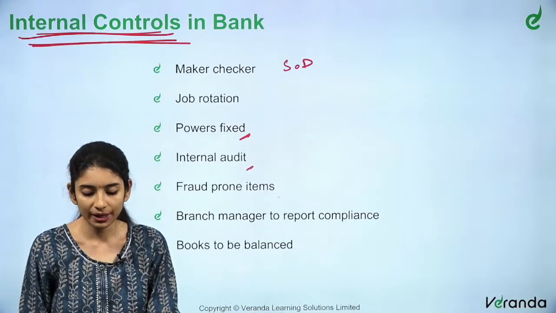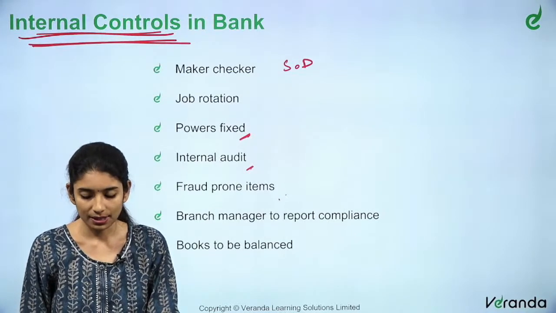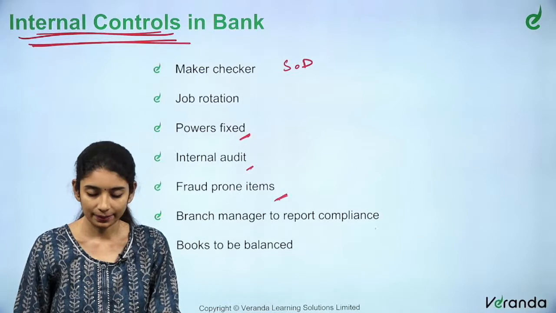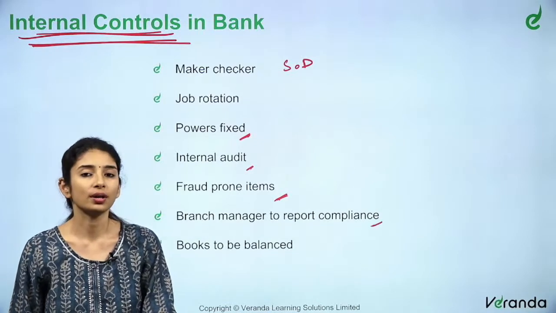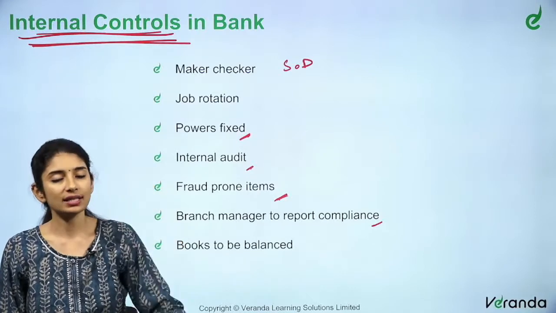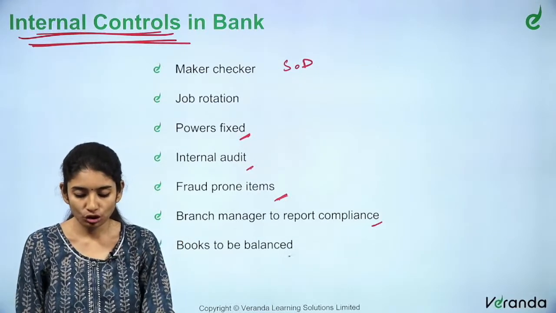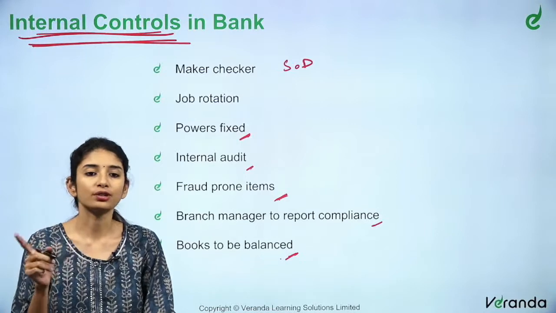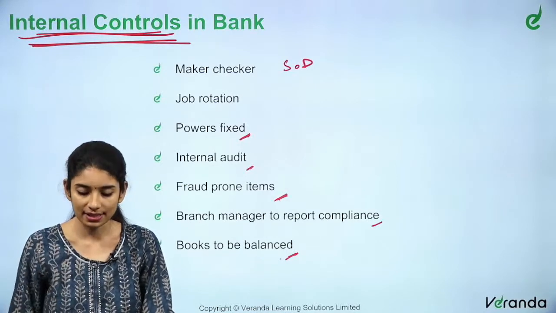Internal audit needs to be carried out. Fraud-prone items need to be kept in proper custody. Branch manager to report compliance. So the branch manager is a very important person. He needs to report that everything in his branch is working fine. Books to be balanced: your debit and credit books are to be balanced with what is there in the system.